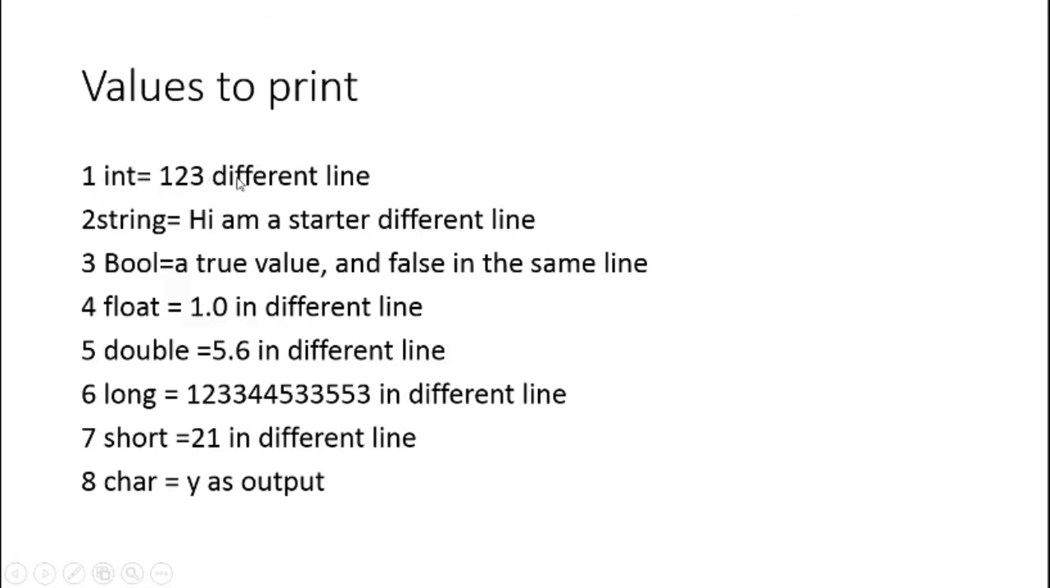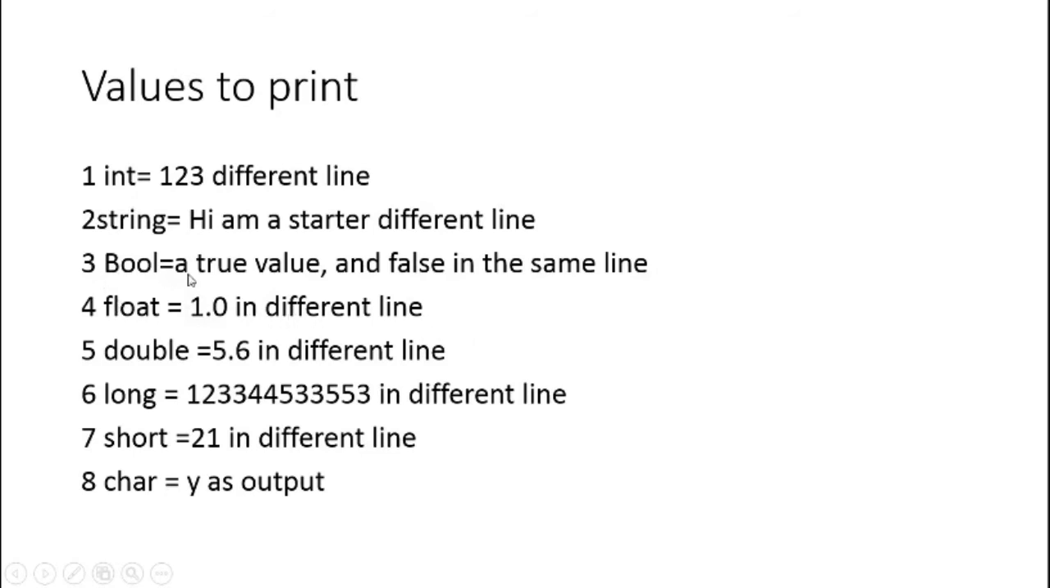I want that printed on a different line, which means that when you print this value, the next value should be on a different line, not on the same line. A string, "hi I'm a starter", on a different line, meaning this bool here should be on a different line. For the bool, I want to put a true value and a false value, but I want it to be in the same line. I forgot, and I actually omitted the different line.